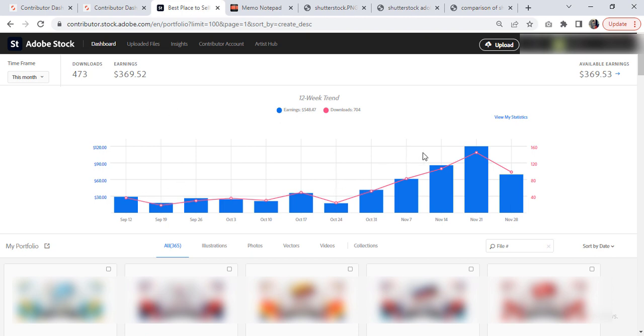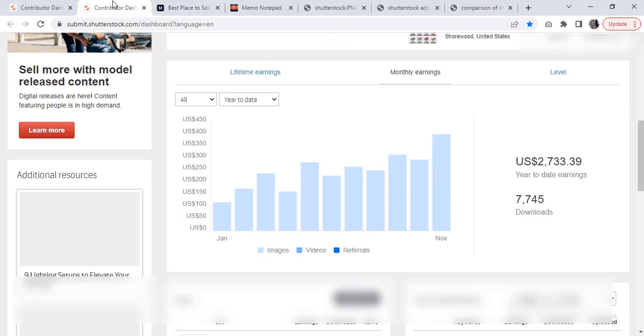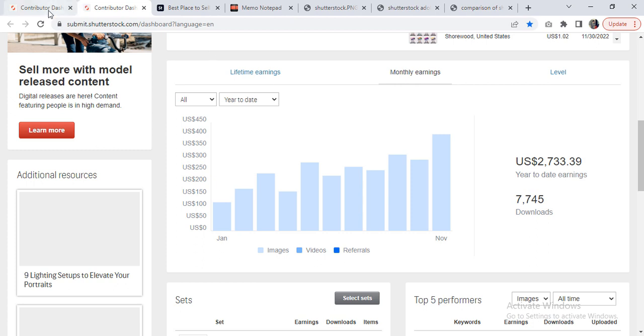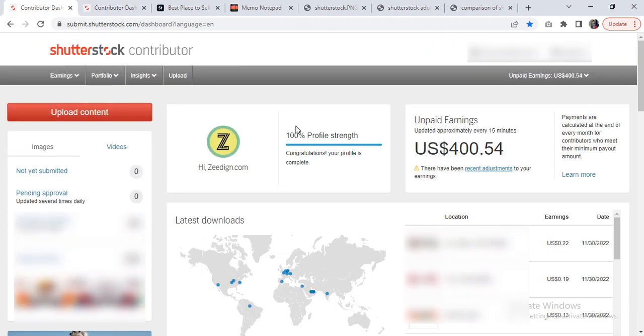Here you could have a look at the trend, but remember, this trend in Adobe Stock's dashboard is a weekly trend. So don't confuse it with the monthly one, which is in Shutterstock. This is the 30th of November and today is Wednesday. So this week is still going on, but you could have a look at how amazingly it's growing. So that's the number 369 from Adobe Stock, and in case of Shutterstock, it's $400 for the month of November, and this is the last day of November.